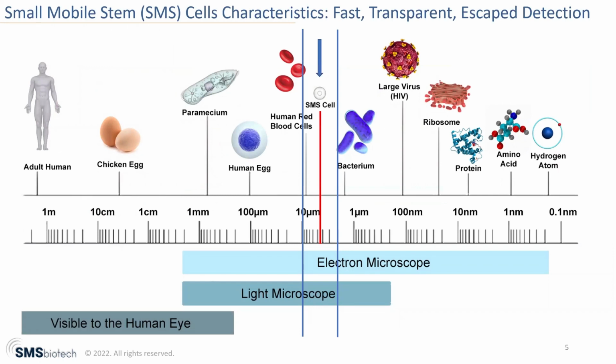SMSbiotech is tackling the problem of alveoli degeneration and destruction through a unique cell that has been discovered by SMSbiotech, that is the small mobile stem cell. The cell is quite distinctive in many aspects, yet it has escaped recognition and detection for a very long time. Its size is about 4 to 5 micrometers, and it is fast and transparent with unique physical characteristics that distinguish it from all other cells.